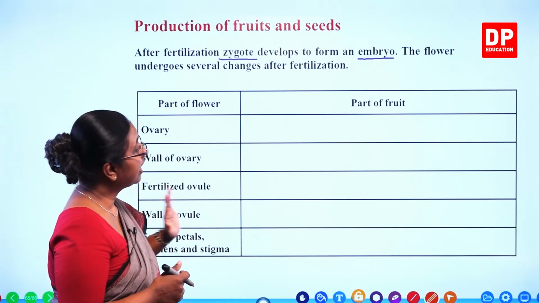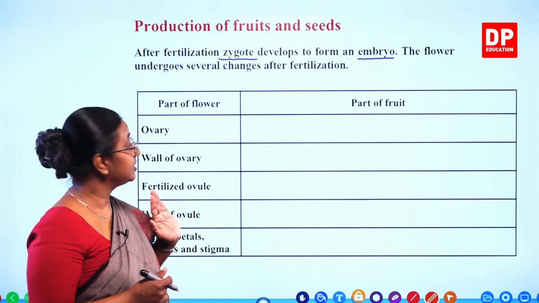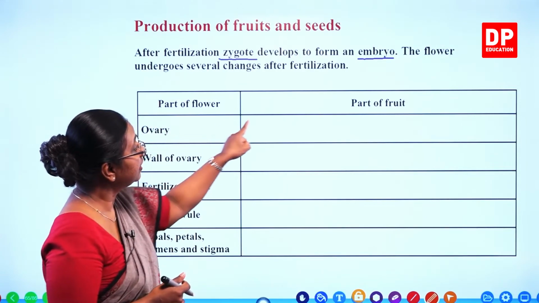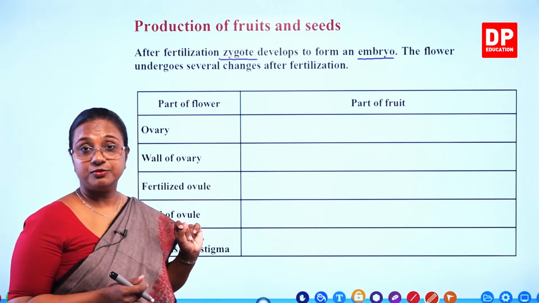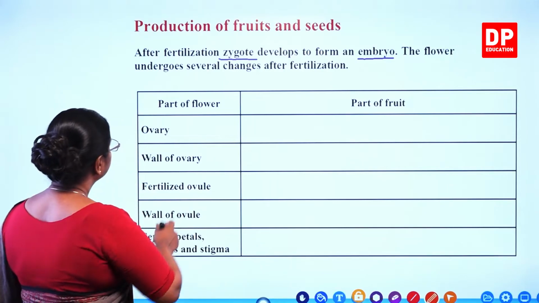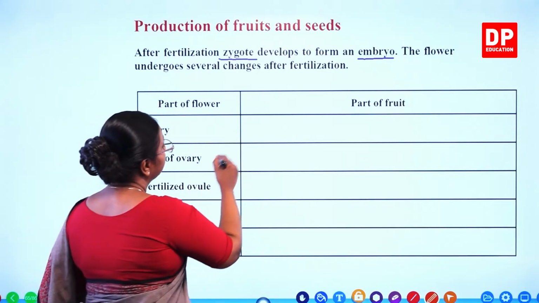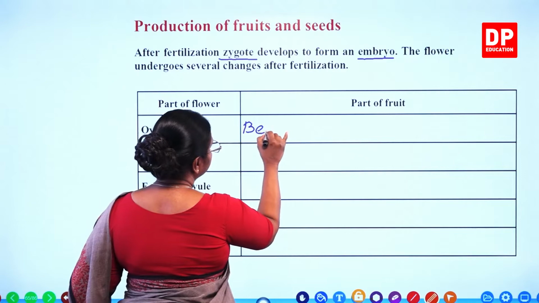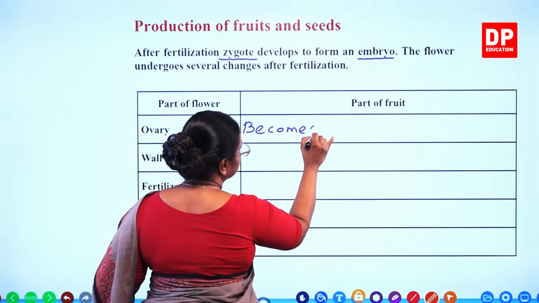The changes I will be writing in this table: the part of the flower and what it will become in the fruit. We will see what happens there. The ovary will become the fruit.